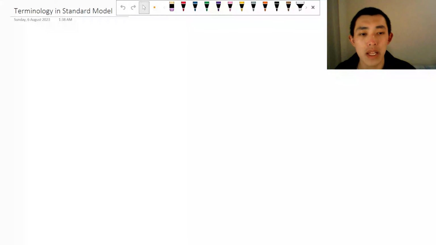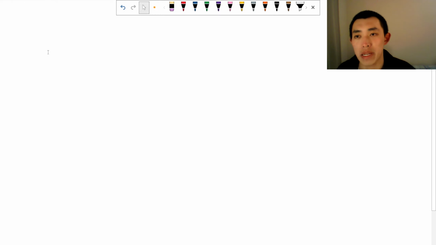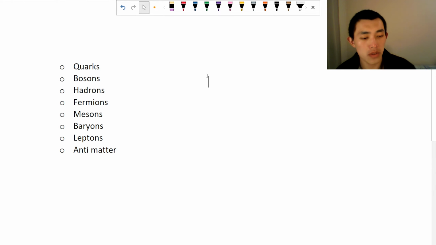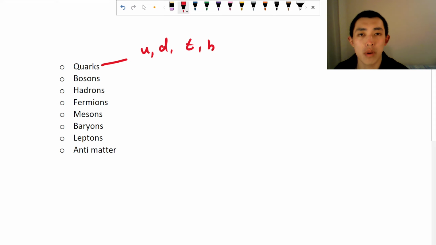Alright, so let's have a look at just some confusing terminology in the standard model and sort through what each of these mean and how we can understand them. So quarks. What are quarks? Well, we know what quarks are. Quarks exist as up quarks, down quarks, top quarks, bottom quarks, charmed quarks, strange quarks.